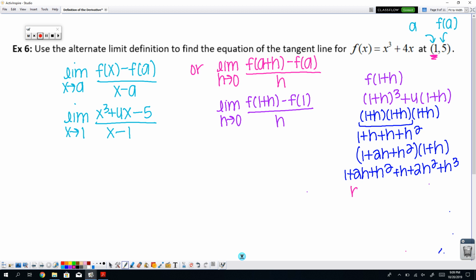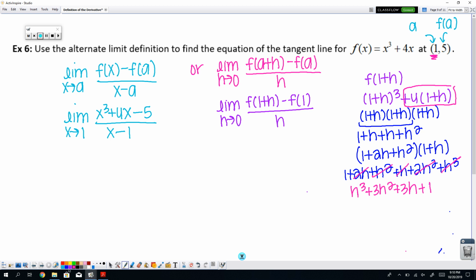I'm going to combine like terms here. h cubed is going to go first. Check. 3h squared. Check. 3h. Check. And then plus 1. And then I'm just going to bring this part back over.